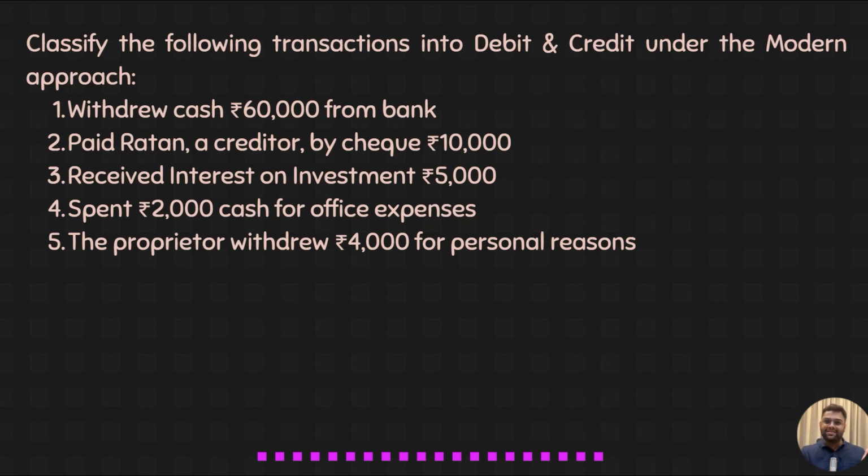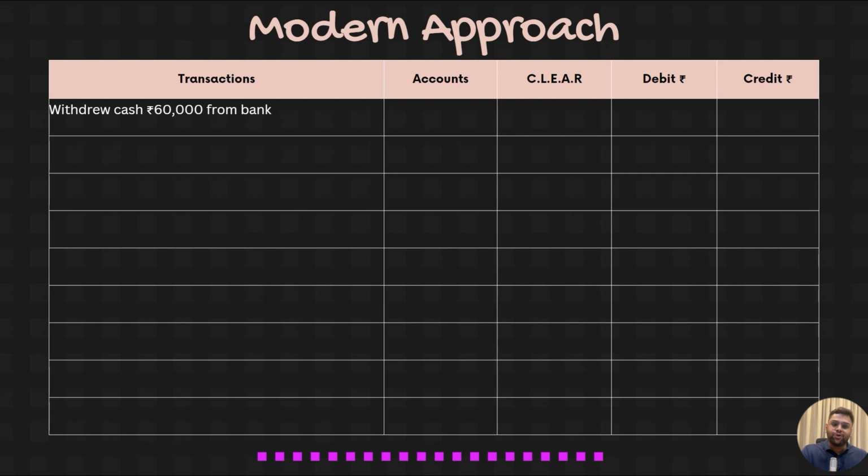So, let's start. We are supposed to classify the following transactions into debit and credit under the modern approach. Let's start with the first transaction. Withdrew cash ₹60,000 from bank. The two relevant accounts here are cash account and bank account. If you withdraw cash, which is an asset increases, therefore debit, and money is withdrawn from the bank. So bank balance reduces. Bank balance is nothing but your asset decrease, credit.